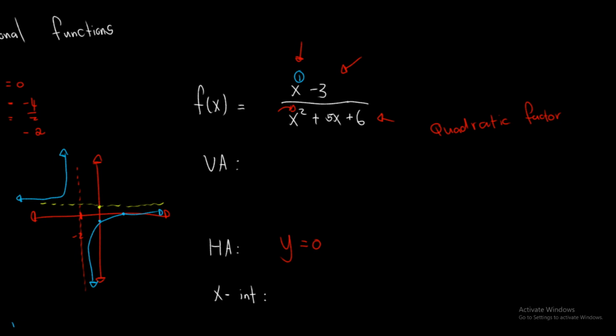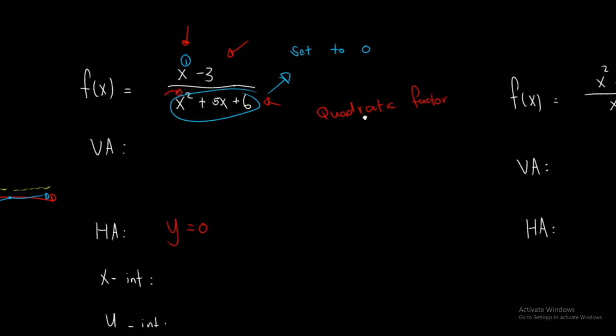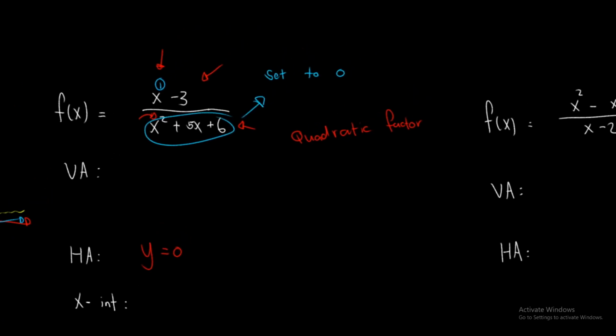Okay. What about my vertical asymptote? Well, vertical asymptote, as we've learned just now, is we just set the bottom equal to 0. That's it. So let's go solve this one. Let's set this equal to 0. I'm going to solve it over here.